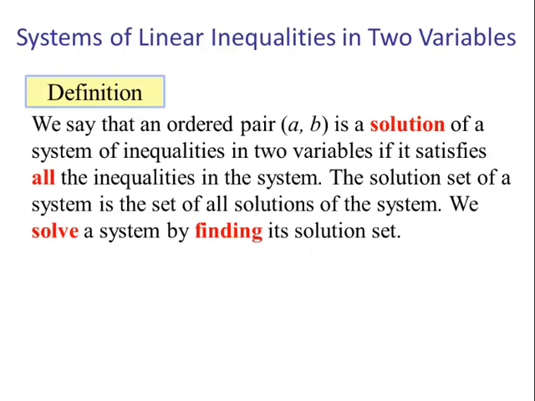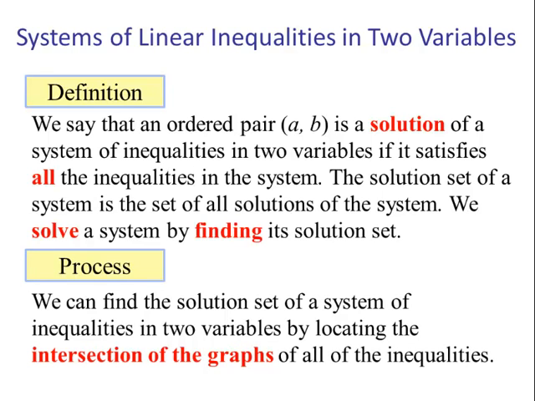Definition. We say that an ordered pair (a, b) is a solution of a system of inequalities in two variables if it satisfies all the inequalities in the system. The solution set of a system is the set of all solutions of the system. We solve a system by finding its solution set. So the process: we can find the solution set of a system of inequalities in two variables by locating the intersection of the graphs of all the inequalities.